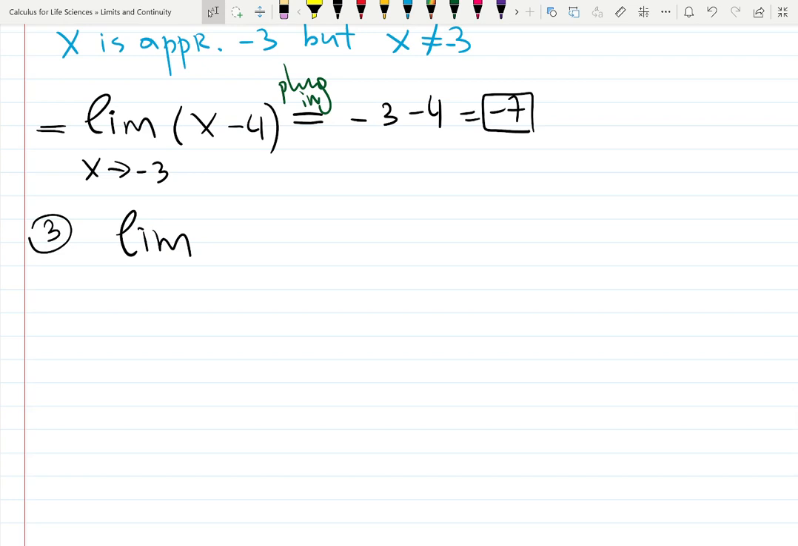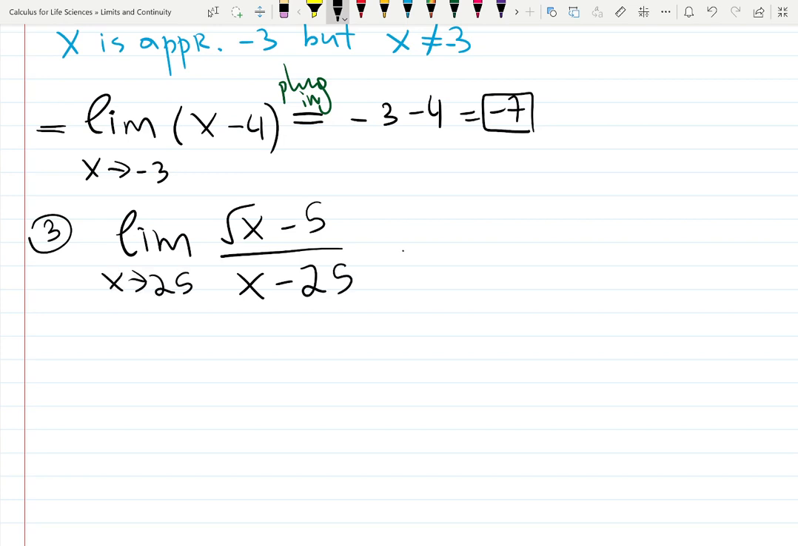Limit of a fraction, square root of x minus 5 over x minus 25, x approaching 25. To be honest, the moment you see a square root, it's something about multiplying by the conjugate. Sounds scary, but it's always the same, and it's just a lot of careful writing of the roots. But let's do step 1. I'm plugging in 25. 25 gives me 0 in the denominator.